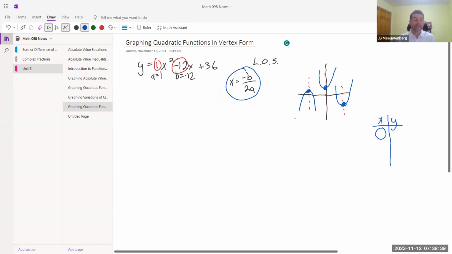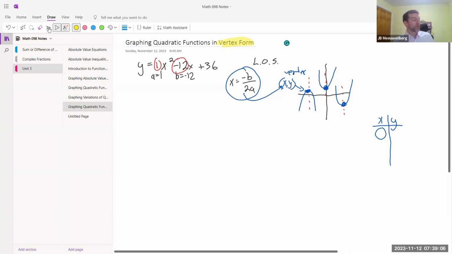Remember, the vertex is the very first xy point, right? It's going to be this xy point that's at the very top of our parabola or the bottom of our parabola. That's going to be the vertex. And whatever we get for this line of symmetry value is going to be that x value. That's a lot of work. And so we're going to learn today something called vertex form.